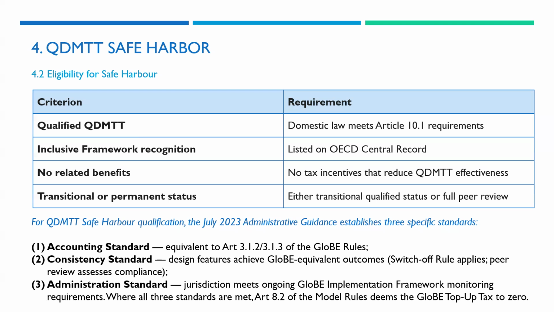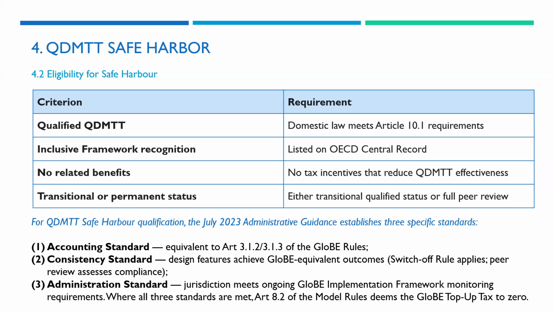And if an amendment is systematically reducing the intent by which we are giving a safe harbor, then we will switch it off. We will be applicable for IIR and UTPR. And administration standard: jurisdiction means ongoing globe implementation framework monitoring requirements, and all three standards are met. So basically, you will only get a QDMTT safe harbor if it is Control C and Control V of the globe model rules, including accounting standard.